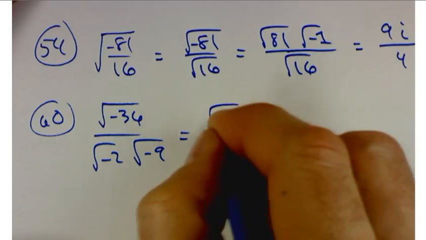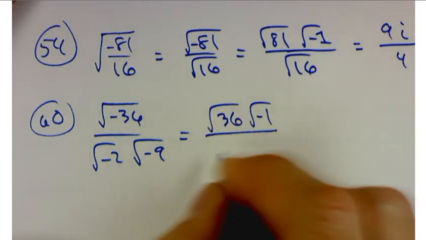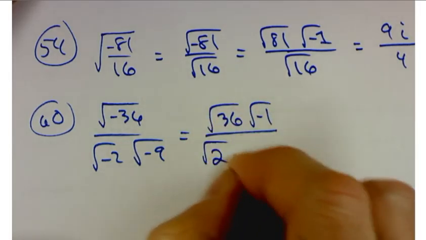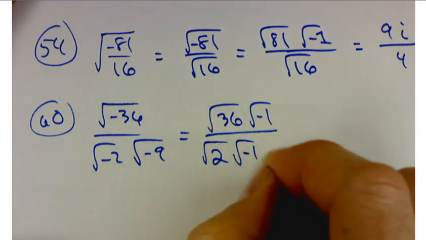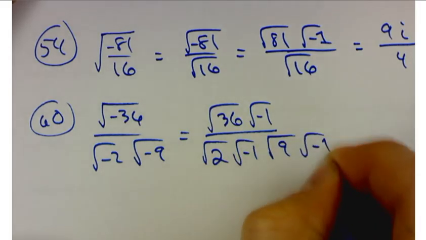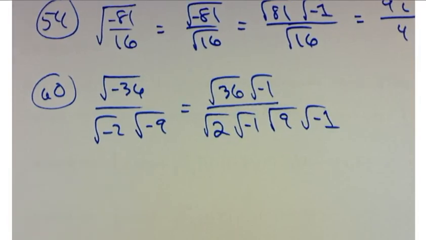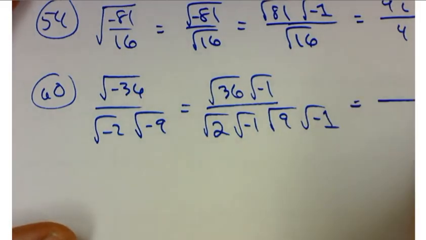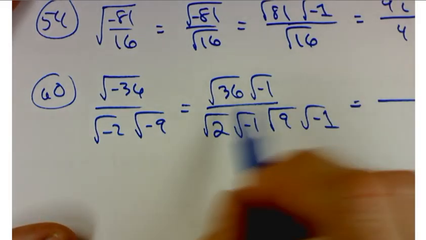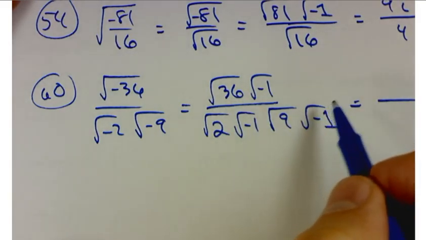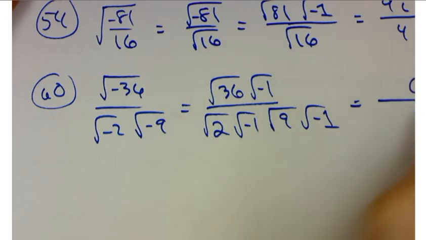So I'll write that as the square root of 36 times the square root of negative 1, over the square root of 2 times the square root of negative 1, times the square root of 9 times the square root of negative 1. So notice I've first got rid of all the negatives underneath the square roots except for where I've got some terms that are going to turn into an i. How can I simplify the numerator? What should I write? 6i. Square root of 2 times i, and then square root of 9 times i.